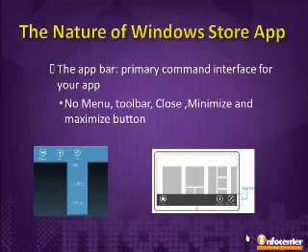We used to see title bar, minimize, maximize, restore buttons, menu bar, and toolbar on top of the screens in the previous release of Windows, but these bars are not available anymore. Instead, we have the app bar. App bar is a primary command interface for your application. The app bar can be displayed on top of the screen or at the bottom of the screen, and you can place your commands inside the app bar.